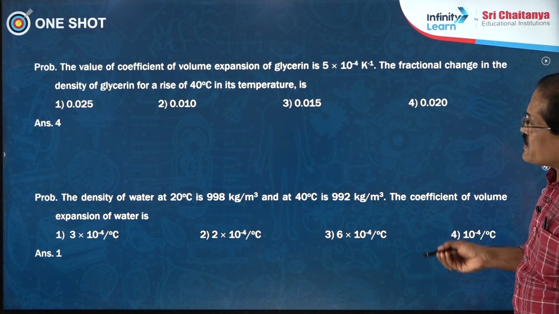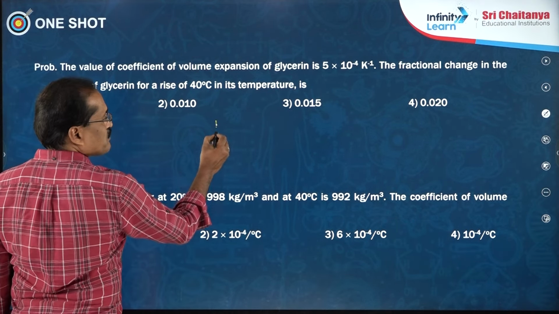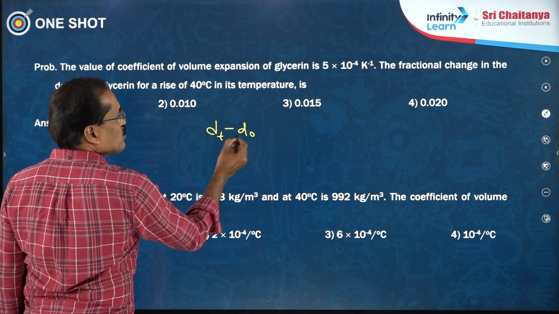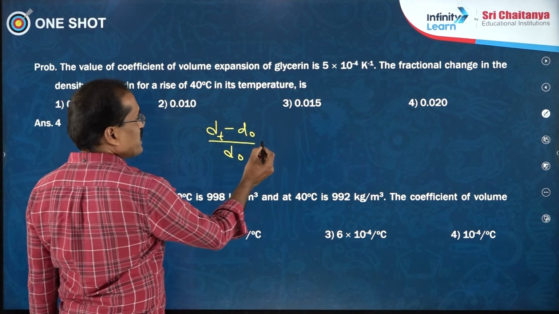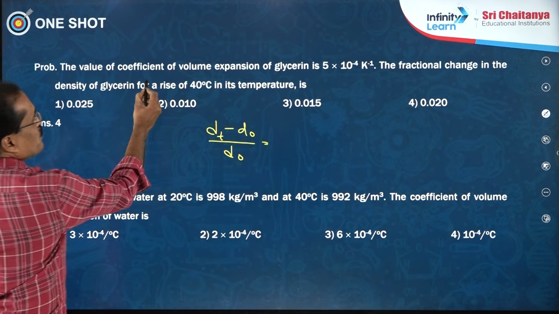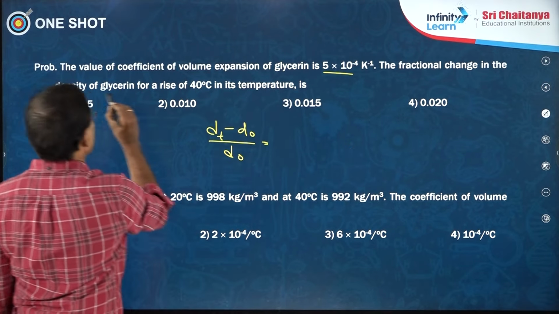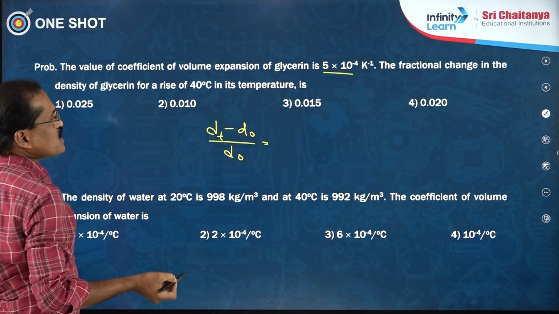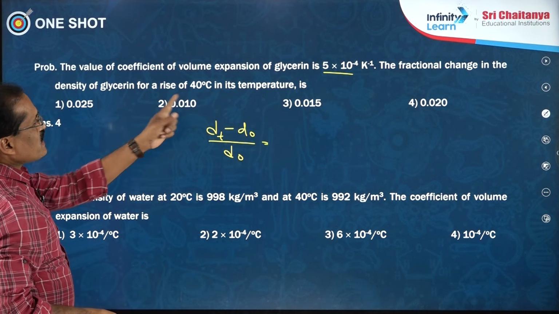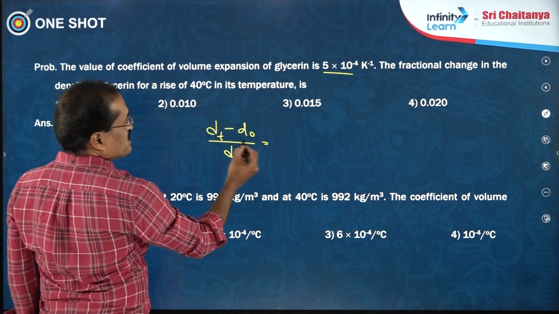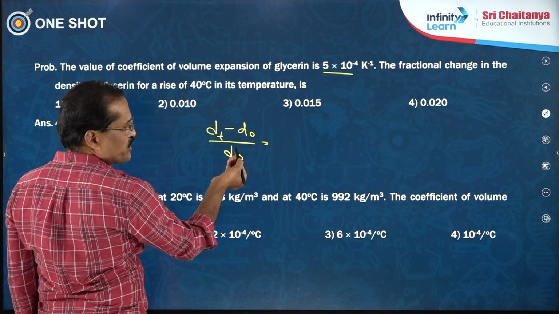What is the fractional change in density? I am giving the clue for this. Fractional change in density means the change in density, dt minus d0 by d0, is being asked, and for this you can substitute clearly. You observe that the value of the coefficient of real expansion of liquid is given. We need the fractional change in density of glycerin when the temperature increases by 40 degrees Celsius. Fractional change in density is dt minus d0 by d0, where dt is equal to what you know here, and you can substitute the formula clearly.